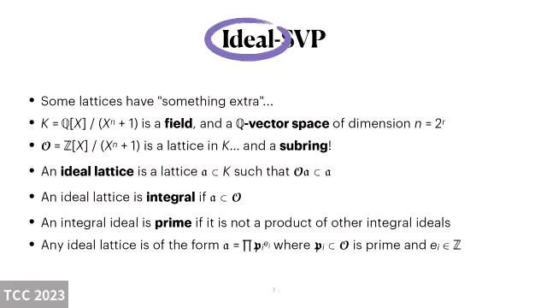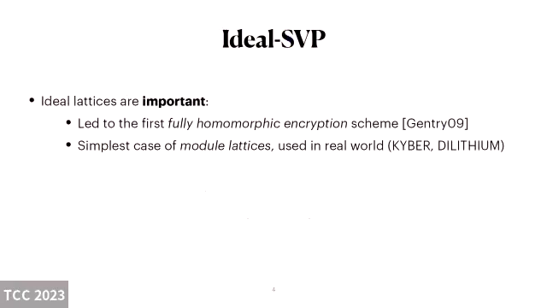So ideal SVP is just SVP in these special lattices. Why do we care about them? Ideal lattices have played, and still play today, an important role in lattice-based cryptography. They led to the first fully homomorphic encryption scheme by Gentry in 2009. And today they are still relevant in the analysis of practical cryptosystems. They are the simplest case of what we call modular lattices that are used in the real world. Think Kyber and Dilithium. And so they are important, but they're also very special.